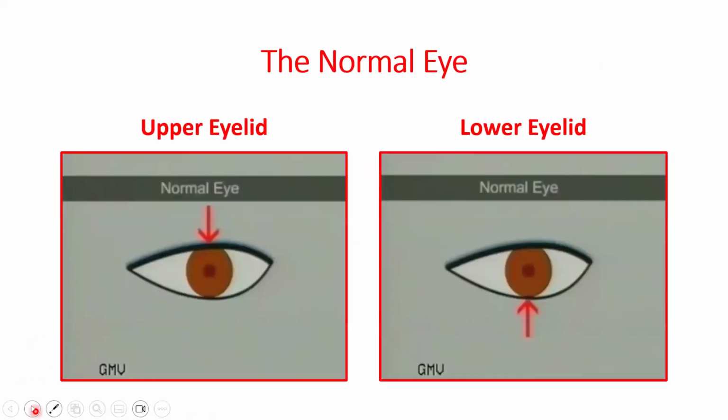So now coming to the eye signs in Graves' disease. You know that normally in all of us, the upper eyelid covers the upper fifth of the cornea, while the lower eyelid is flush with the corneal limbus at 6 o'clock. This is normal in all of us, right?